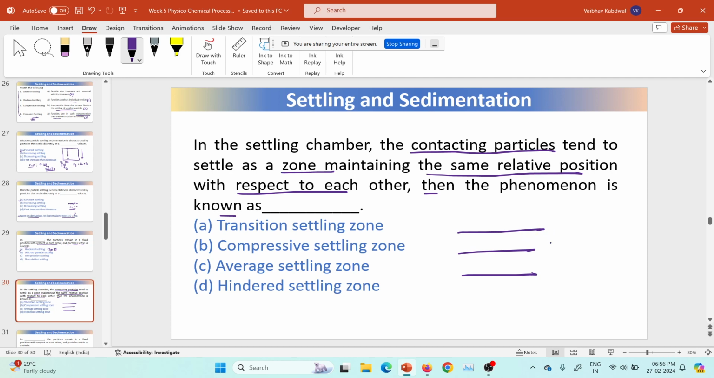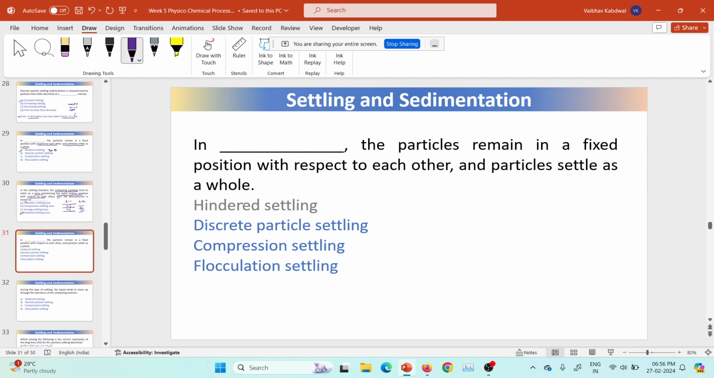So if the distances are x1, x2, they will settle like this only, x1, x2. At t equals 0 and at t equals t1, the distance will be the same. This phenomenon is called hindered zone settling, or hindered settling.